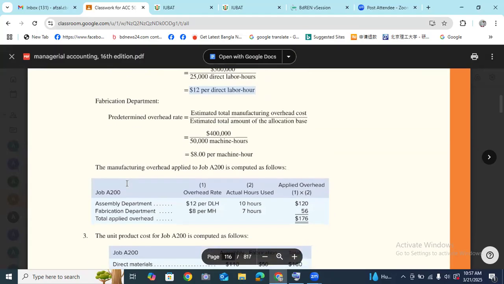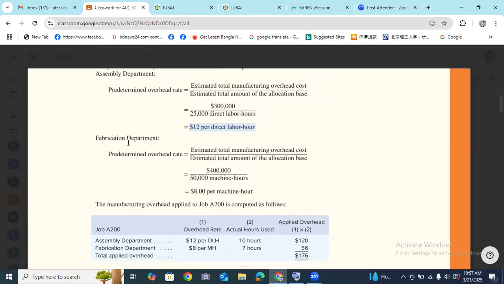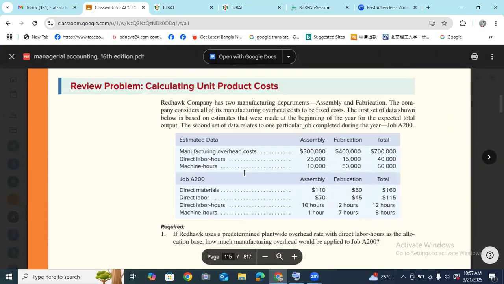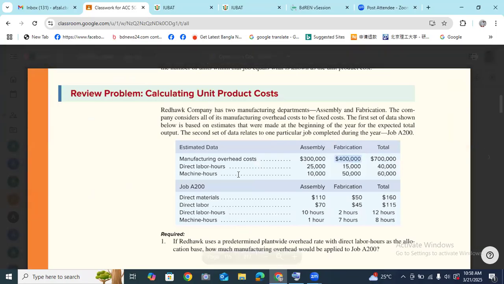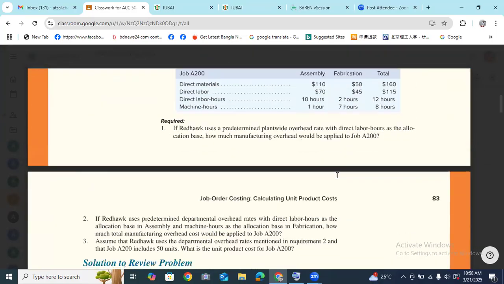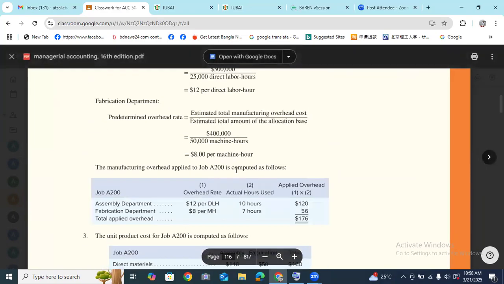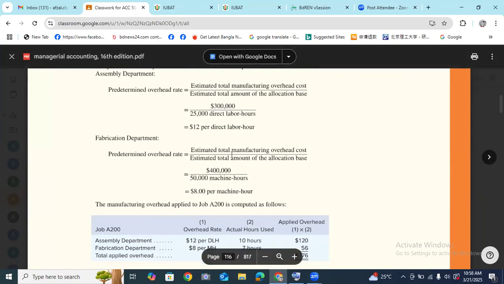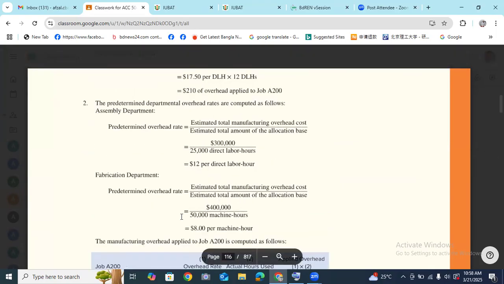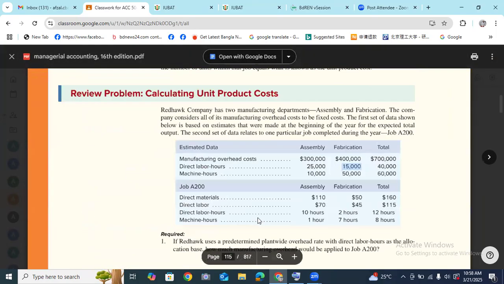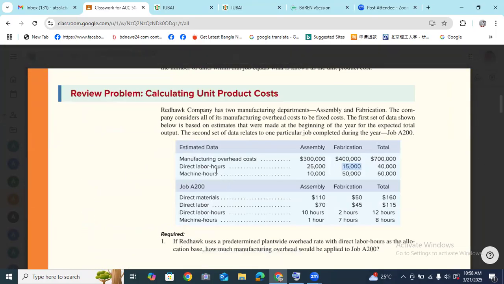Now, what is the fabrication department? Same formula, but you use the fabrication department's manufacturing overhead cost. This is 4 lakh. Fabrication. Direct labor hours is 15,000. Okay, 4 lakh divided by estimated 50,000 machine hours. Sorry, this is machine hour, 50,000. This is labor and this is machine hour. You got the difference because for fabrication department, the base is machine hour. That's why this is 50,000.